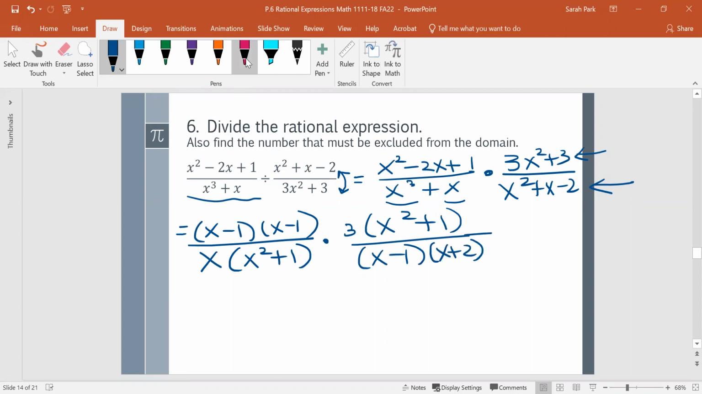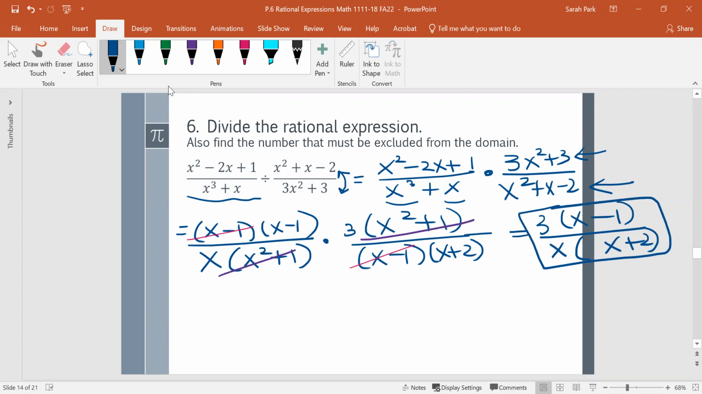Okay, now we can cancel out anything that we see. The x minus 1s cancel out. The x squared plus 1 cancel out. And what's left is 3 times x minus 1 over x times x plus 2.